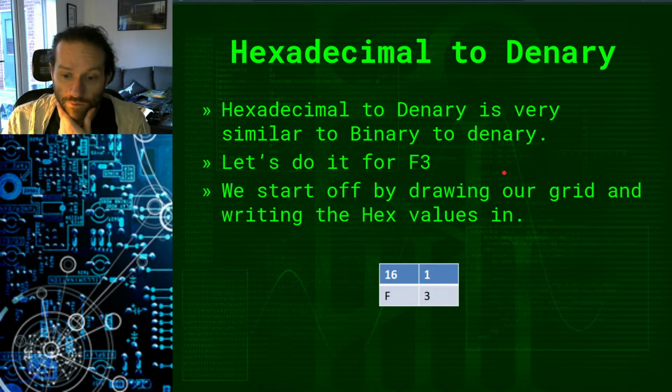Are we going to get any hex numbers that are longer than 2 digits? Not at GCSE level, no. It's always going to be 2 digits. It's always going to be bytes. Okay?